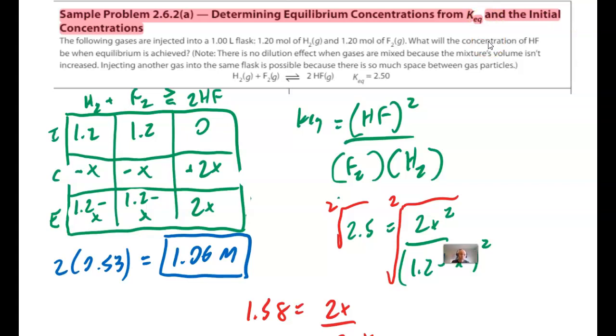Well, we know that that's 2x, and if x was 0.53, I'm looking at this bit in blue over here, and we double it, we will get HF's concentration at equilibrium, which is 1.06 molar. Beautiful problem, full of great concepts, all sorts of great algebra. We'll try a practice problem here for you to take a look at on your own.